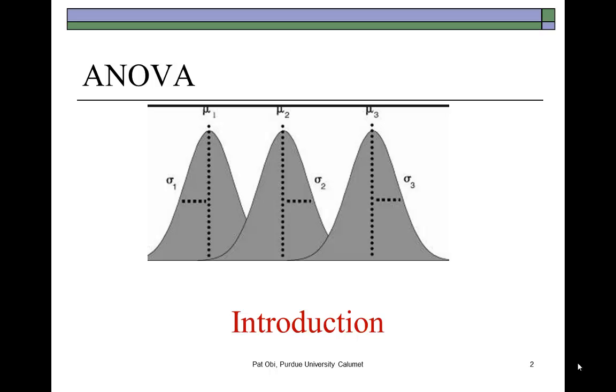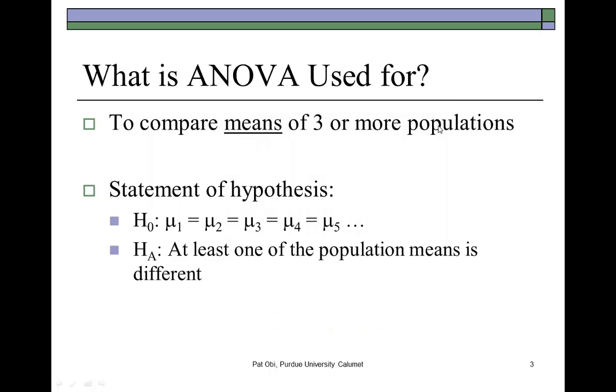In ANOVA, we compare the means of 3 or more populations to see if they are equal. The null hypothesis is therefore a statement to that effect as shown here. Because we compare 3 or more factors, the alternative hypothesis is always worded as I indicate here, since the null hypothesis would be rejected anyway if one of the means is different from the rest.